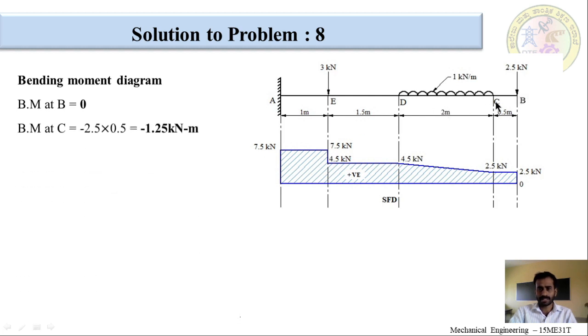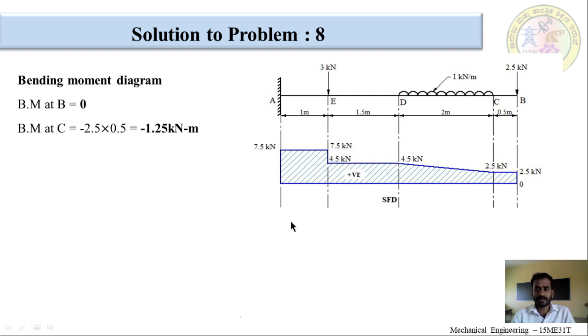Now, moving on to bending moment at C. So, when you are calculating bending moment at C, you have to consider the loads which are on the right of the point, that is C. So, we have a point load 2.5 kilonewton and it is causing the beam to hog. So, we have to take the negative sign for the bending moment. So, it is minus 2.5 into the distance. Load is 2.5, distance is 0.5. Multiply both, you will get minus 1.25 kilonewton meters.